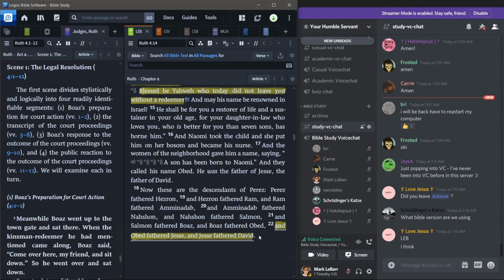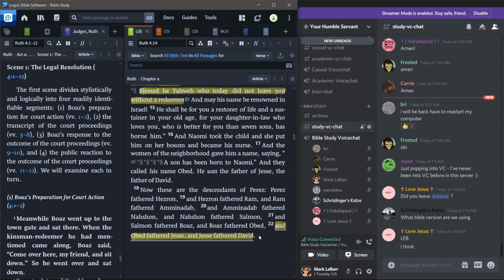And Naomi took the child, and she put him on her bosom and became his nurse. And the women of the neighborhood gave him a name, saying, "A son has been born to Naomi." And they called his name Obed. He was the father of Jesse and the father of David.